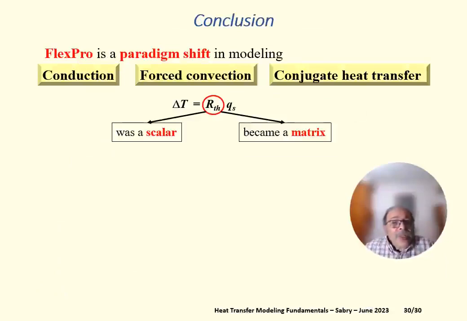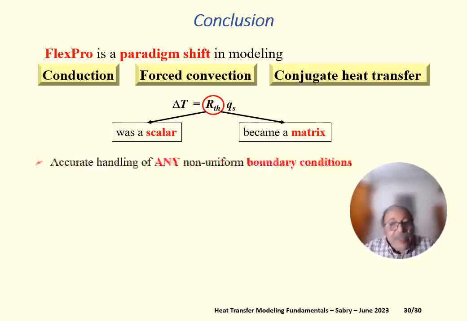In conclusion, FlexPro, this flexible profile approach, is a paradigm shift in modeling. It can be used for conduction, forced convection, as well as conjugate heat transfer. In this case, the relation between delta T and Q is no longer a scalar, which is H or 1 over H. It is a matrix now. This has many advantages.